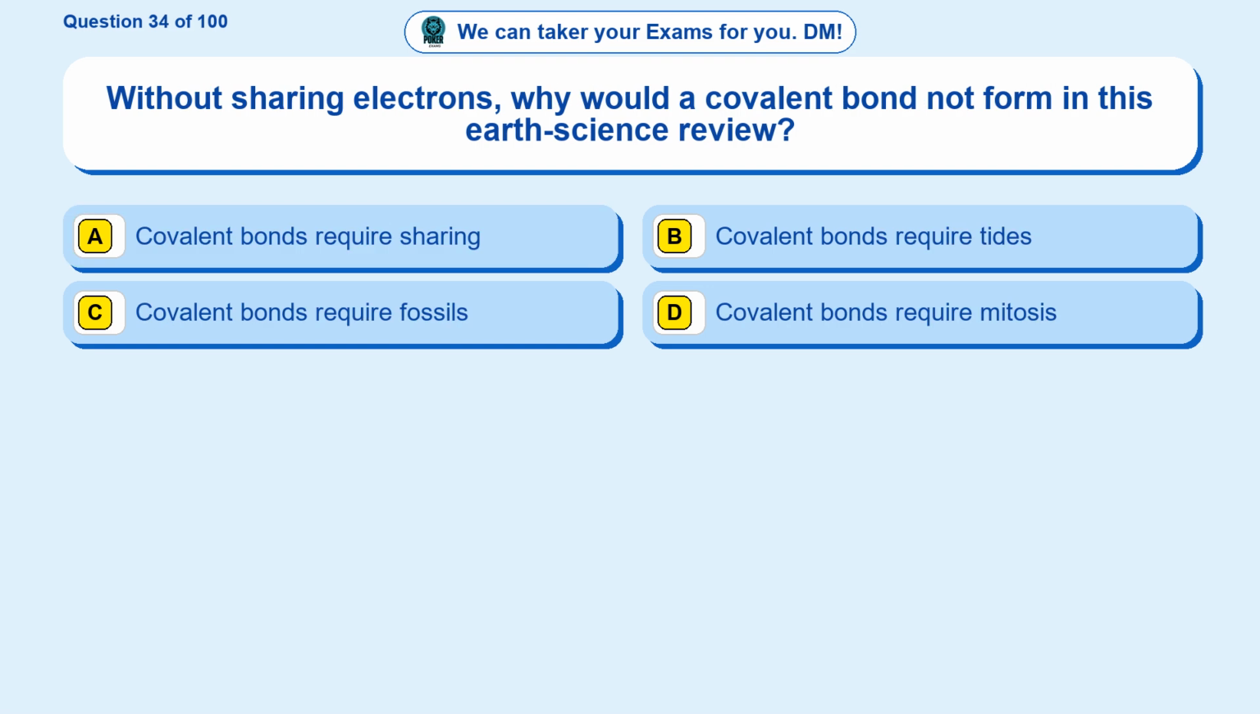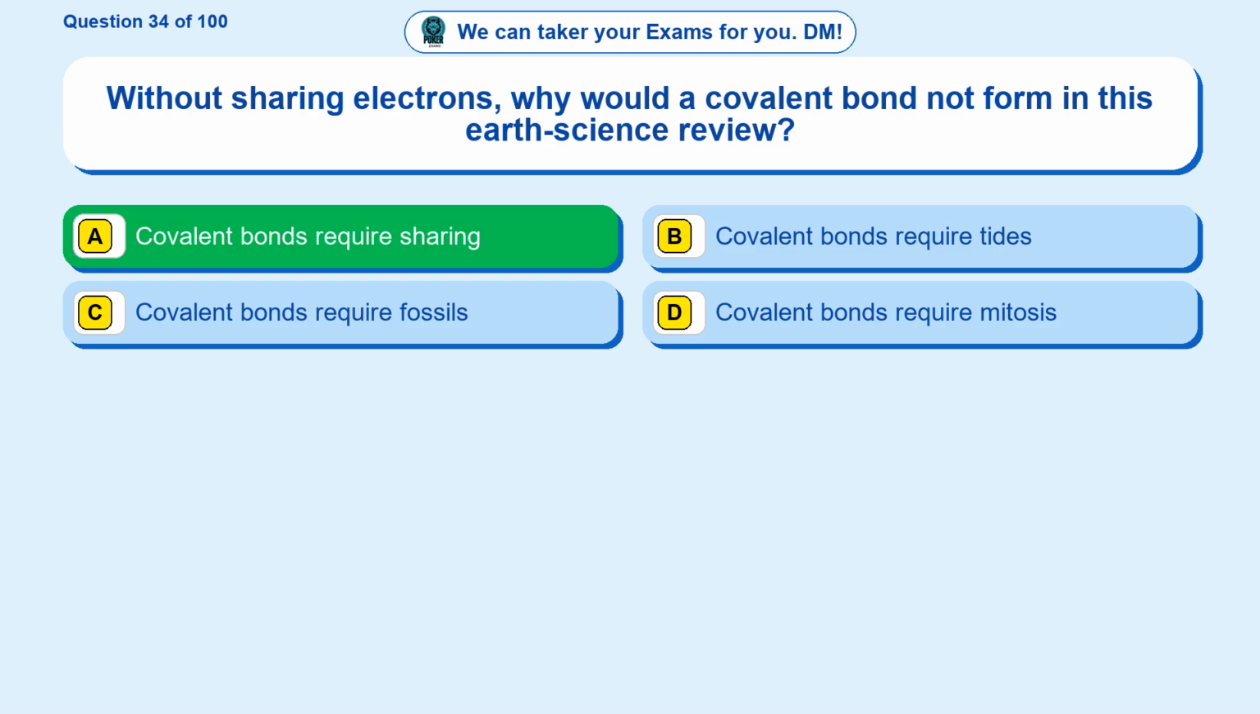Question 34. Without sharing electrons, why would a covalent bond not form in this Earth Science Review? Option A, covalent bonds require sharing. Option B, covalent bonds require tides. Option C, covalent bonds require fossils. Option D, covalent bonds require mitosis. The correct answer is option A.